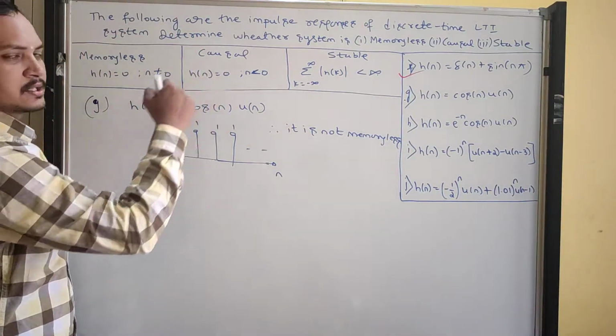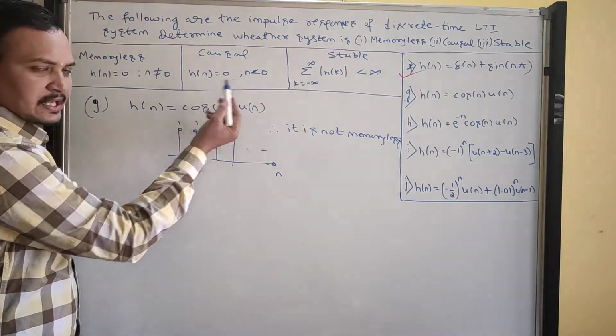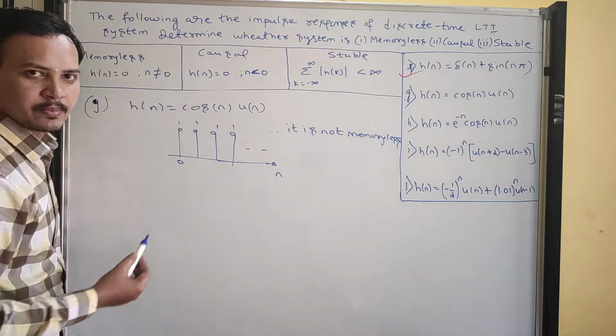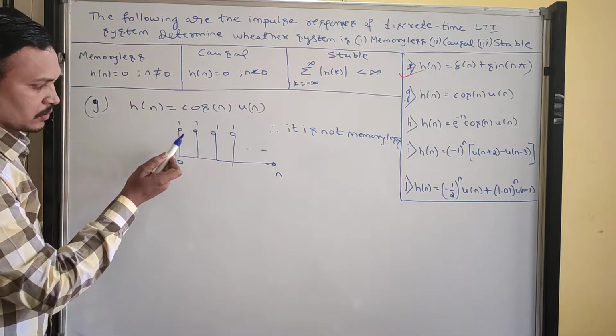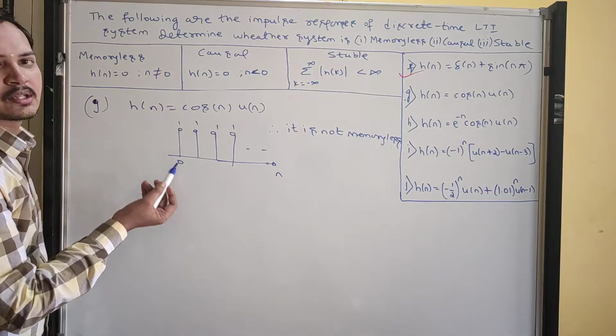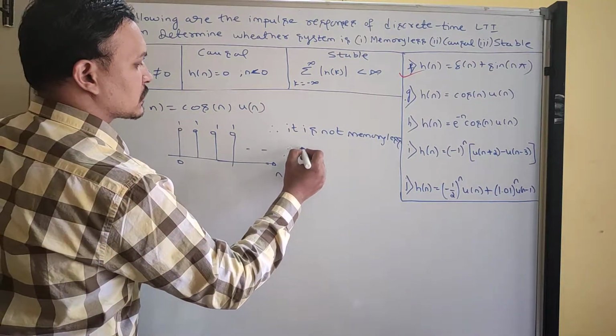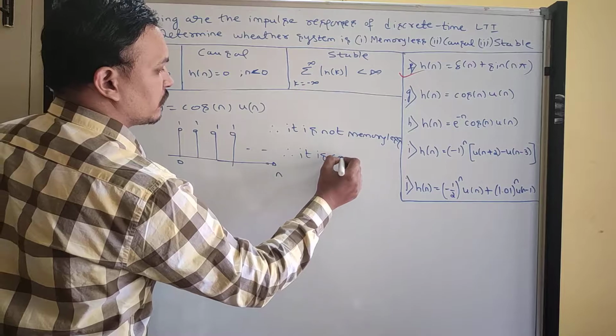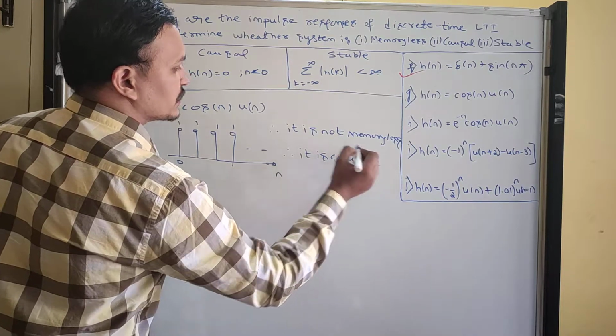Now check for causality. If n is less than 0, your h of n should be 0. See, for n less than 0, h of n is 0. Therefore it is causal.